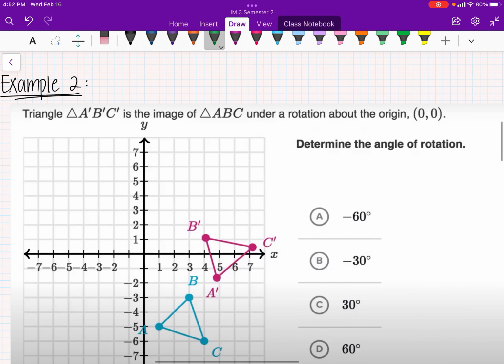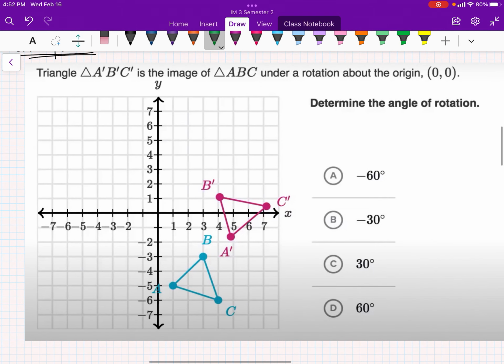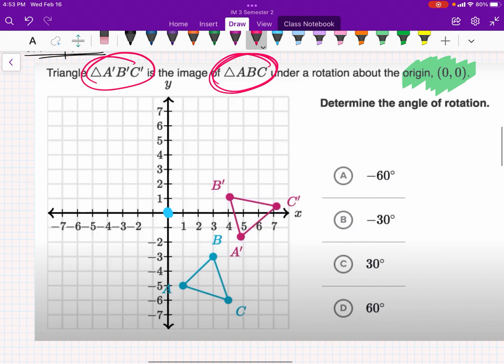So let's go on to the next one, and here's the next one. Now in this case, it says triangle A prime B prime C prime is the image of triangle ABC under rotation about the origin of 0, 0. Now, important thing, guys, they're telling you your point of rotation, which means that we will be rotating our shape in this case from 0, 0, from our origin. Now, one thing you do have to remember is that we always start with our original triangle or original point, which is triangle ABC, and we're trying to go to triangle A prime B prime C prime. So we're trying to go from this triangle to this one here, okay?